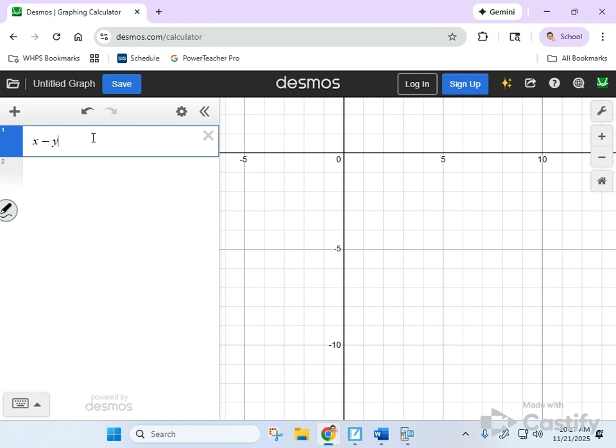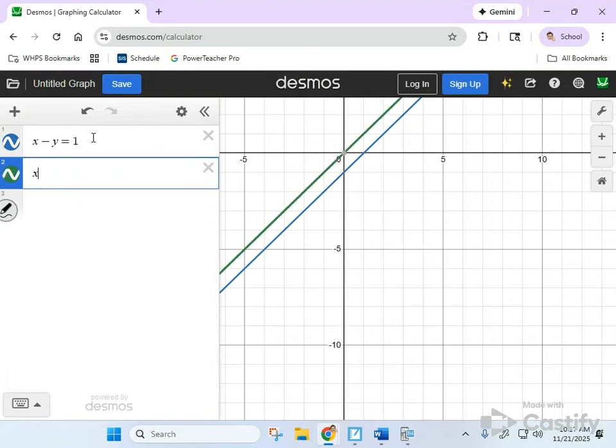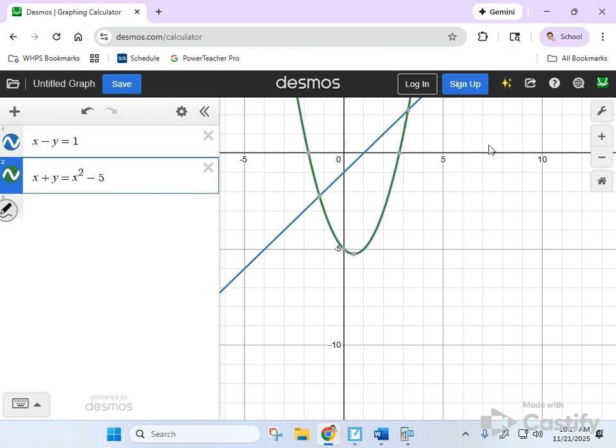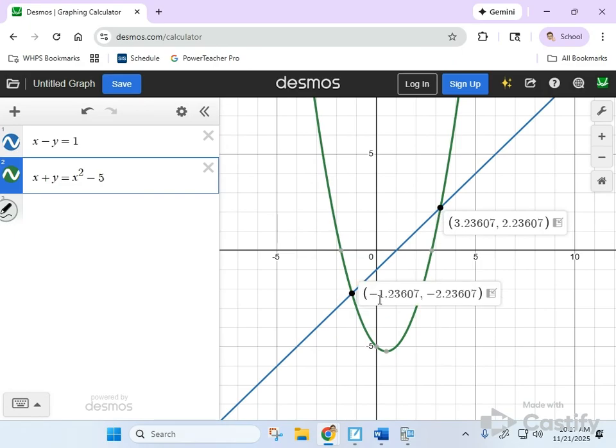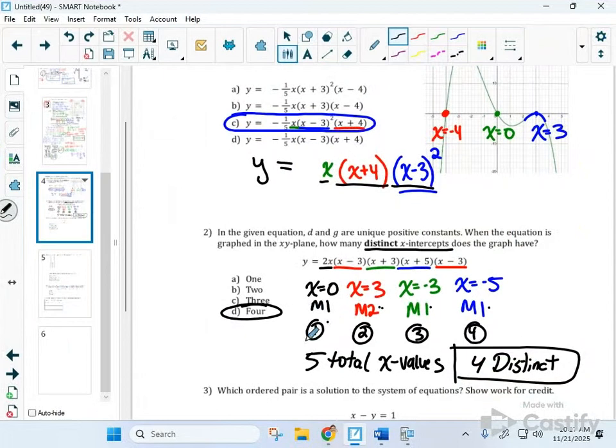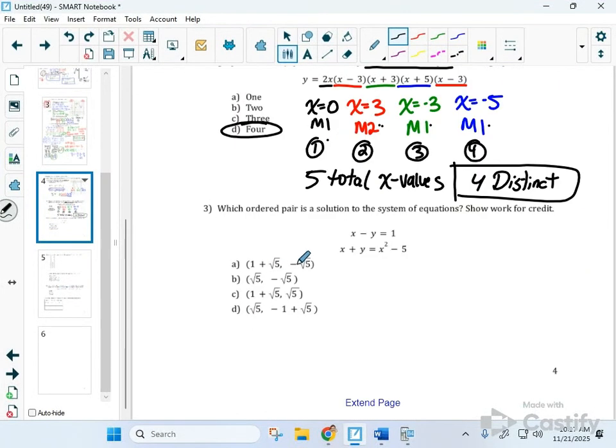So x minus y equals 1. And then we also have x plus y equals x squared minus 5. You can see that this function does have 2 crossing points. It's got 3.23607, and it's got -1.23607. Now, if we look over here, those are not x values that we are given. We aren't given anything in decimals.